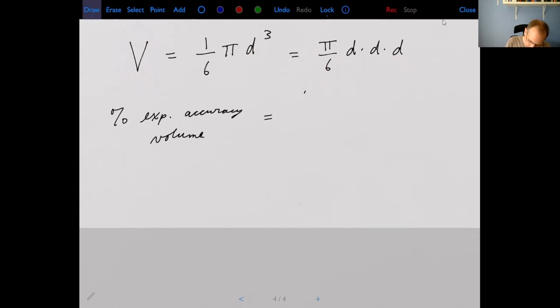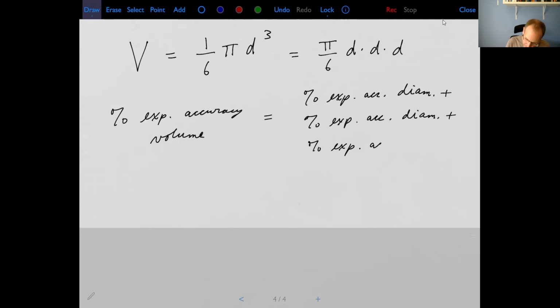So really, this is going to be the percent experimental accuracy for diameter plus another one, plus another one. And that will give you the percent experimental accuracy for the volume of the basketball in this case. By the way, another way of writing this, you could say this is 3 times the percent experimental accuracy for diameter. Same thing as adding 3 of them together.